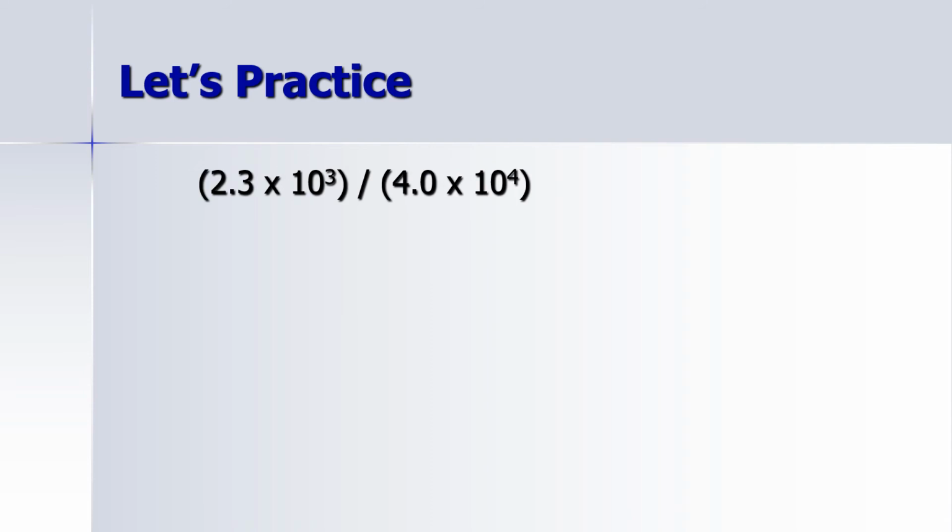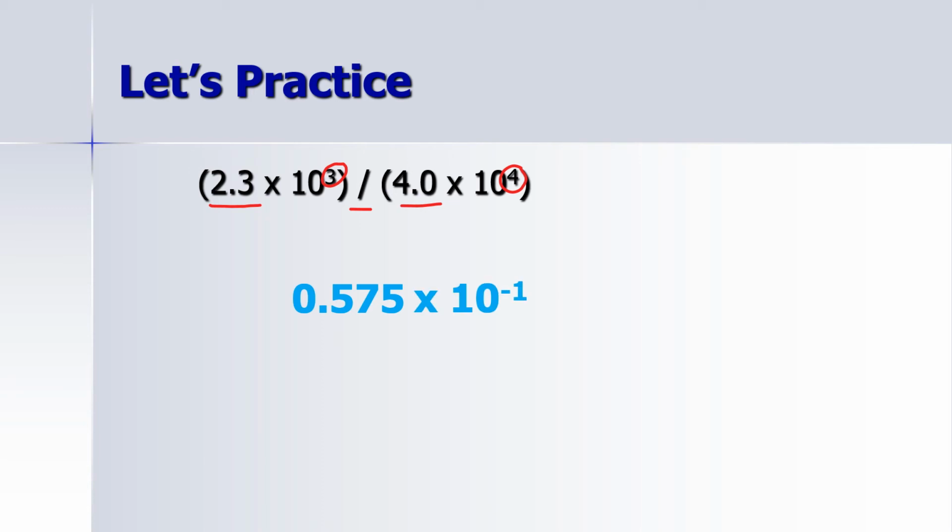Okay? Here we have a question where we have two scientific notations dividing. First thing that we do is divide the coefficients. So 2.3 divided by 4.0 gives us 0.575. Then we want to subtract the exponents because this is division. So 3 minus 4 gives us an exponent of -1. So that's what the answer will be, times 10 to the power of -1.